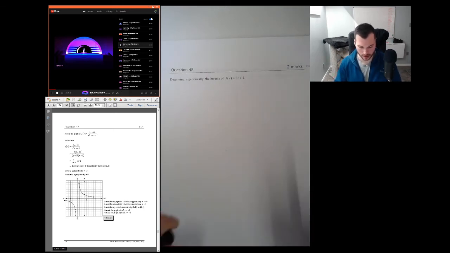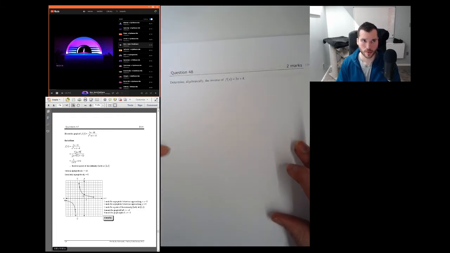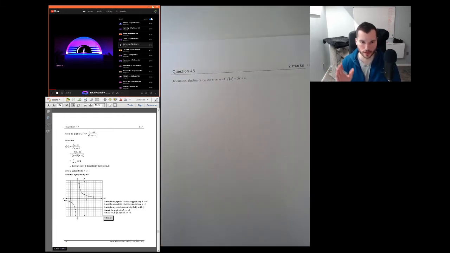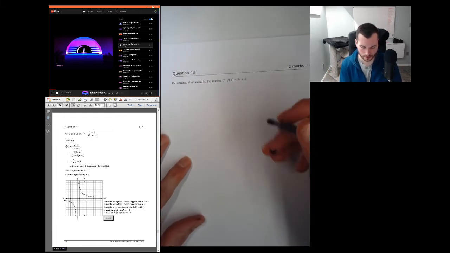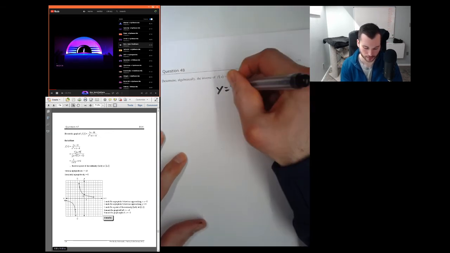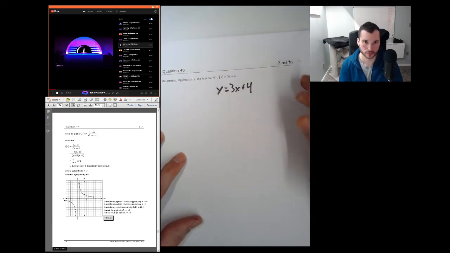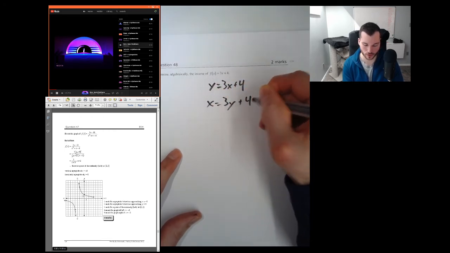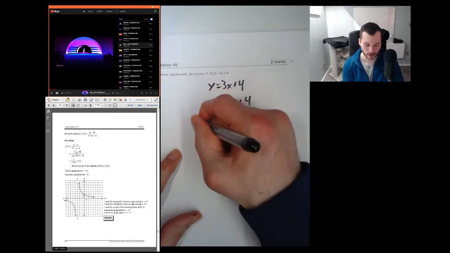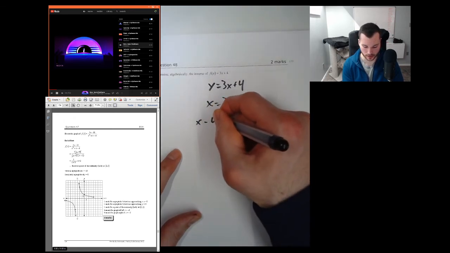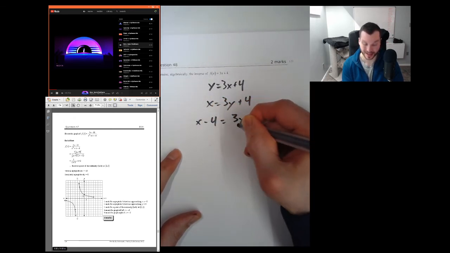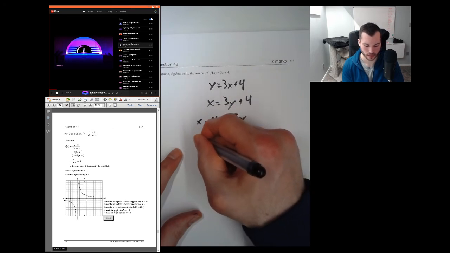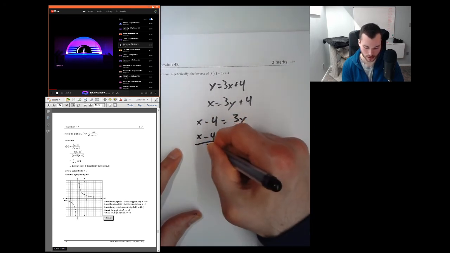Okay, determine algebraically the inverse of this. Remember, switching out your x and y coordinates. X equals 3y plus 4. It's solving for y, right? X minus 4 is equal to 3y. Divide by 3. You can leave it like this.